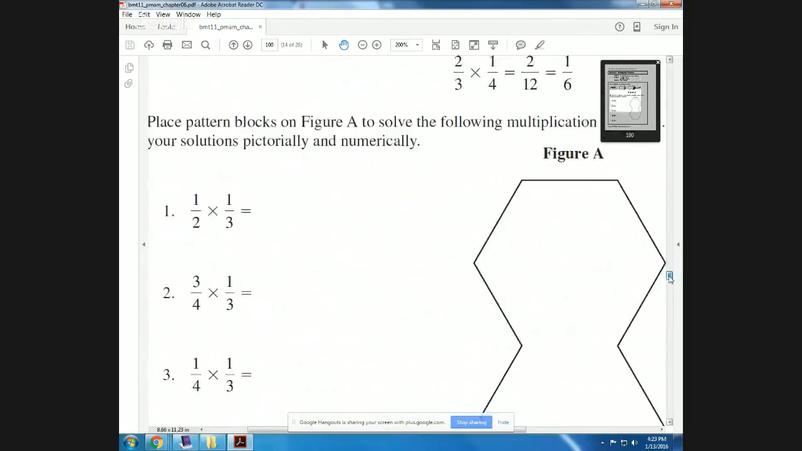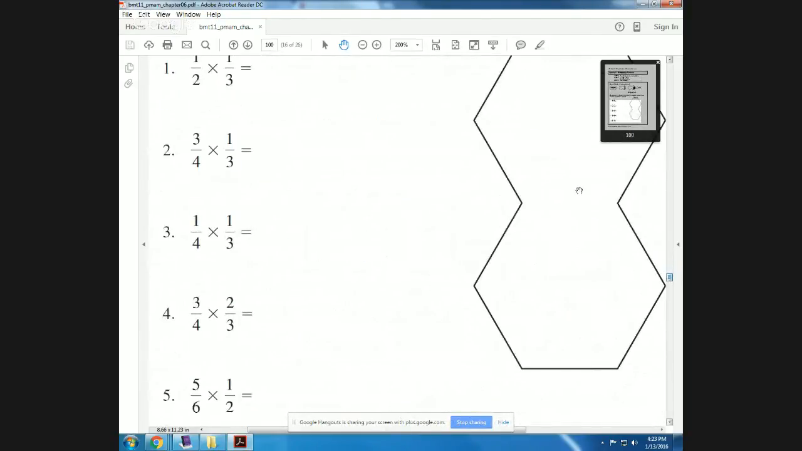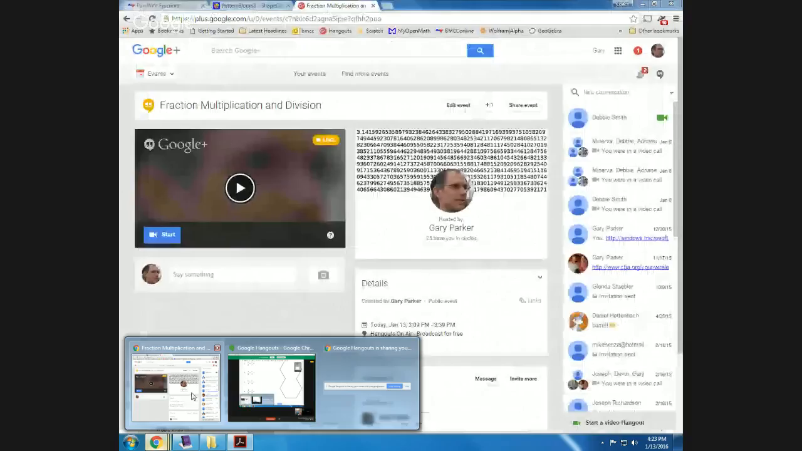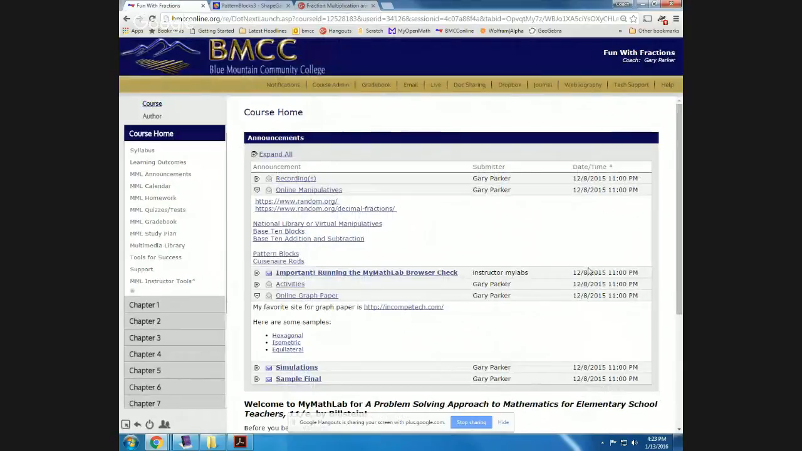So let's try another one together. Here's another thing. How many people are good at drawing hexagons like this? Just me and Christian. And some days I'm not good at it. So on the website, I put something that will help do this. Let's switch to the course website.